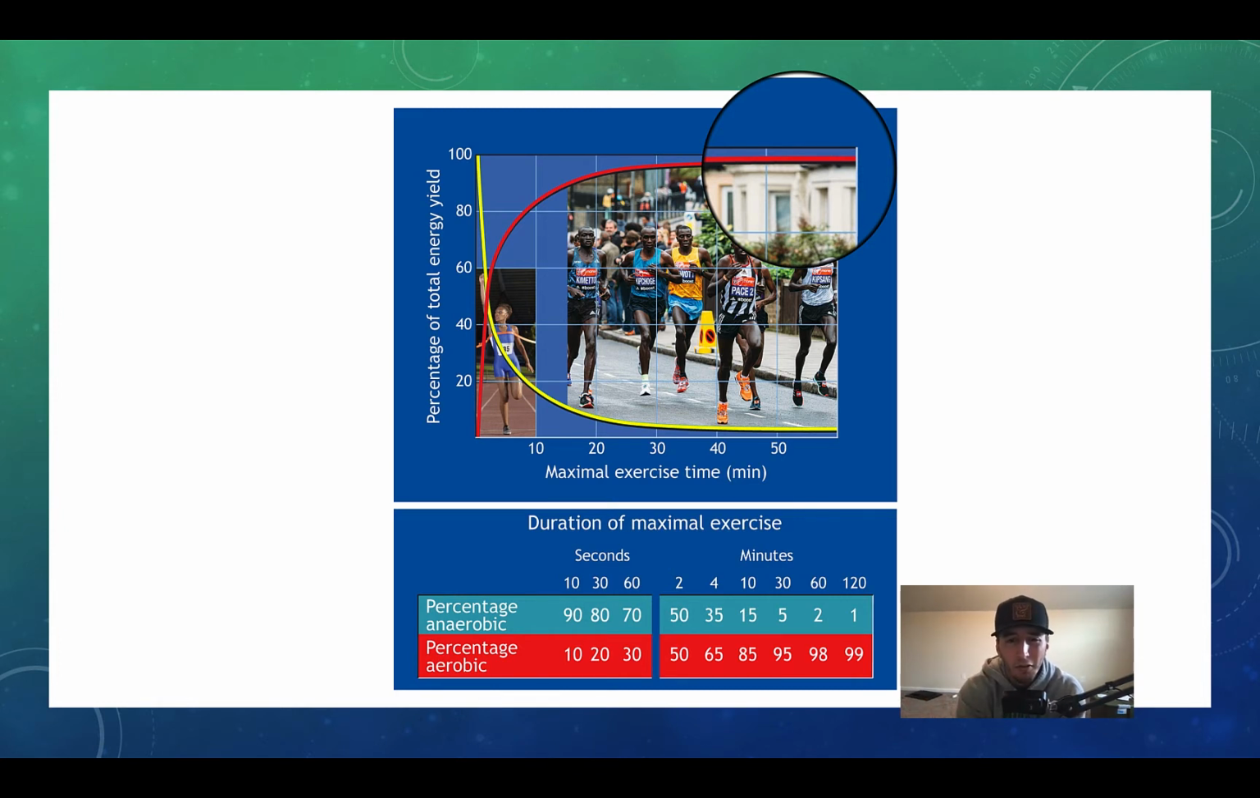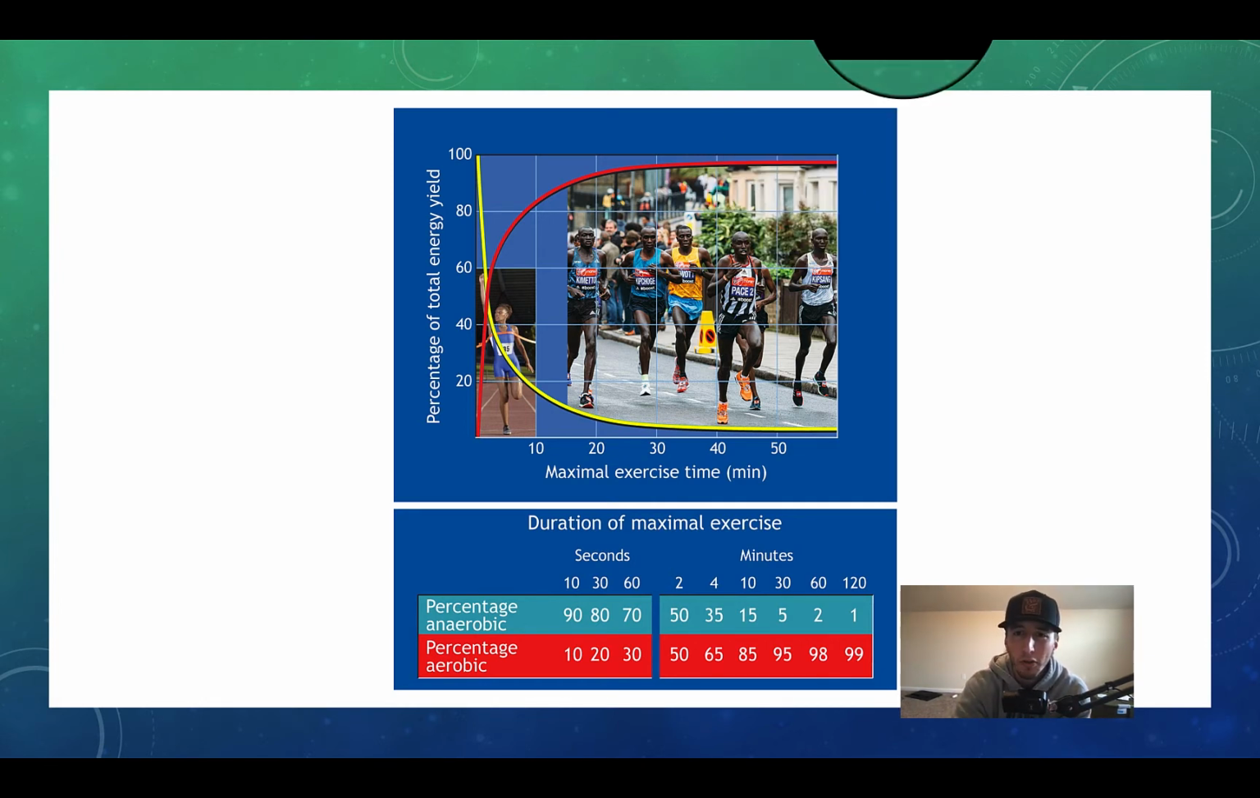That yellow line, I hate that it's yellow instead of blue, I apologize, shows that we're almost precipitously decreasing the percentage of energy yield coming from our anaerobic system as we increase in time domain. As we continue to exercise for longer and longer, that anaerobic percentage is going to dramatically decrease, because we simply cannot sustain high work rates for long periods of time.